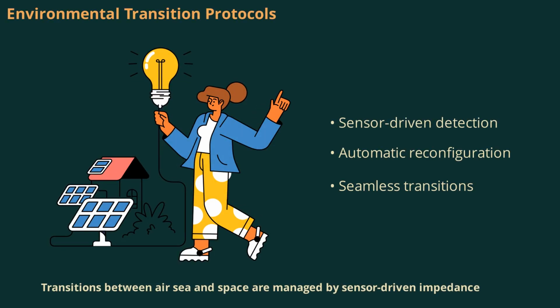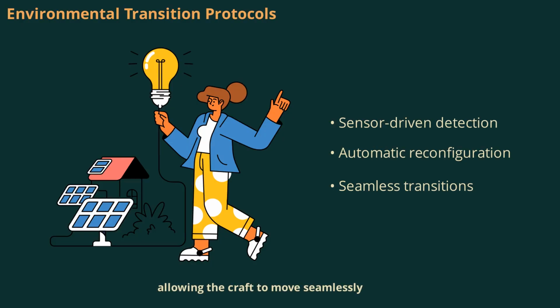Transitions between air, sea, and space are managed by sensor-driven impedance detection and automatic reconfiguration of all key systems. The global field orchestrator ensures phase continuity and thermal compensation, allowing the craft to move seamlessly between radically different environments without manual intervention.